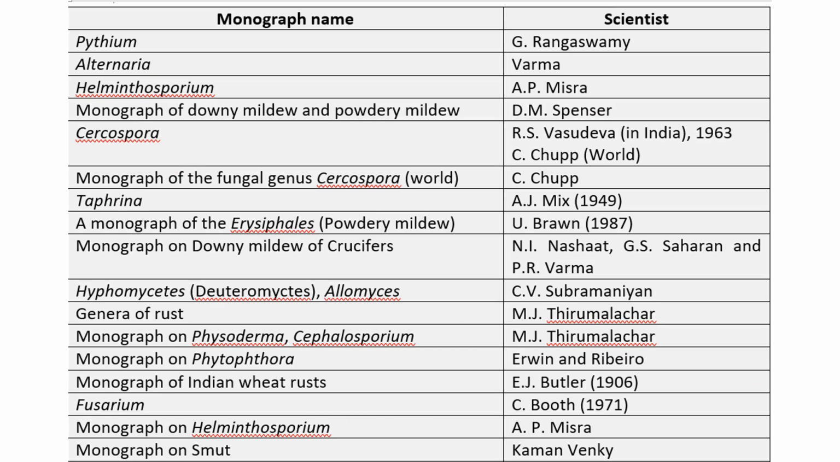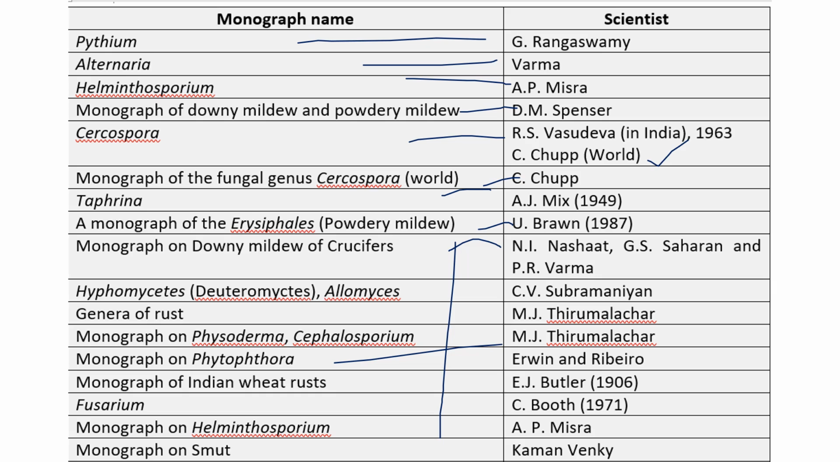These are the various kinds of monographs. I'm just going fast. Pythium monograph, G. Rangaswamy; Alternaria, Verma; Helminthosporium, A.P. Misra. Monograph of downy mildew and powdery mildew, D.M. Spencer; Cercospora, R.S. Vasudeva in India, and at world level it was written by Chupp. Fungal spore Cercospora, again Chupp. Taphrina, Mix; Erysiphe, Braun. And Phytophthora, Erwin and Ribeiro, 71 probably or 77 probably, I'm not sure.